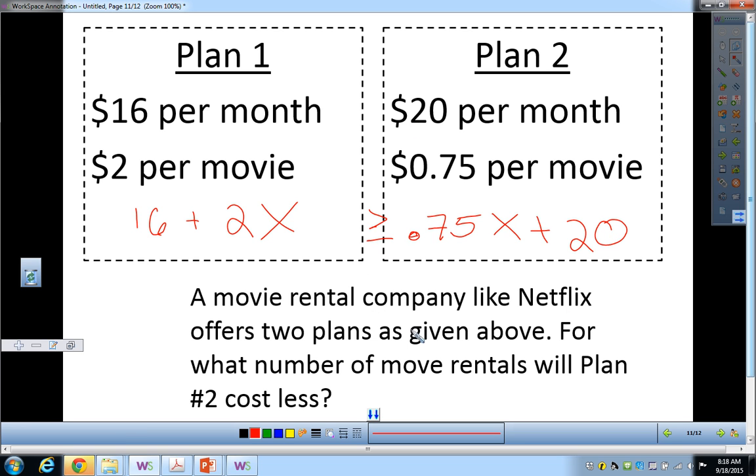A movie company like Netflix offers 2 plans as given above. For what number of movie rentals will plan number 2 cost less? That's exactly right, Cole. What color? Are there any blue ones? There's 2 more, actually. Okay, here's your next job. Solve the inequality.